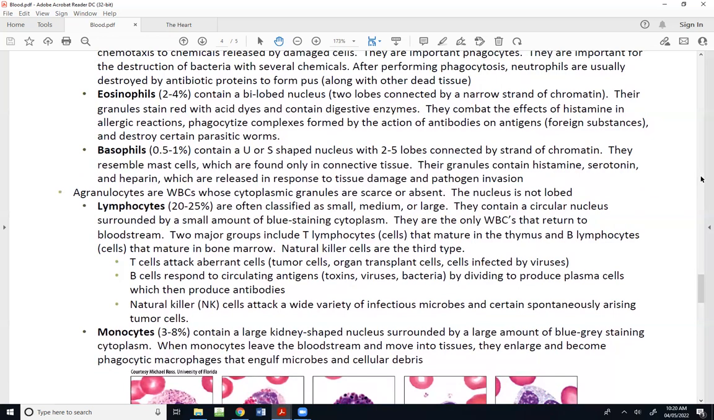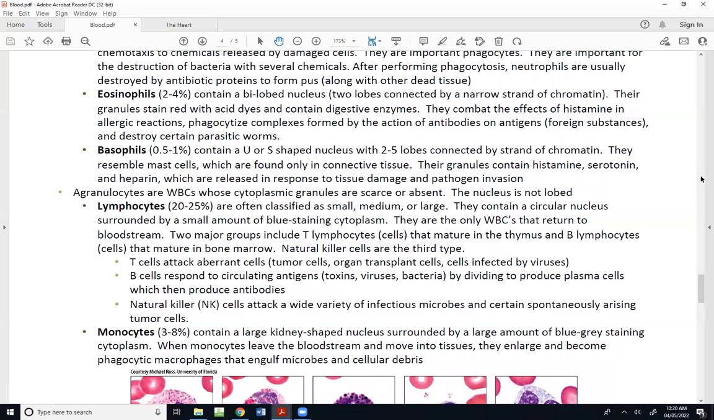Basophils are the least numerous white blood cells in the body, only 0.5 to 1%. They have a U or S-shaped nucleus with 2 to 5 lobes connected by strands of chromatin. They look like mast cells, which are found only in connective tissue, but their granules contain 3 chemicals, histamine, serotonin, and heparin, which are released in response to tissue damage and pathogen invasion.